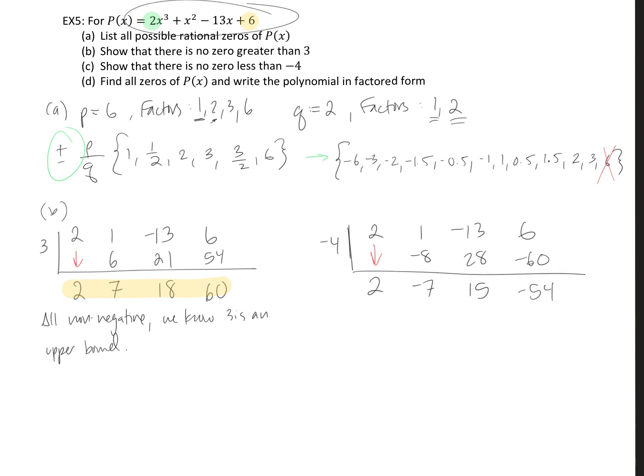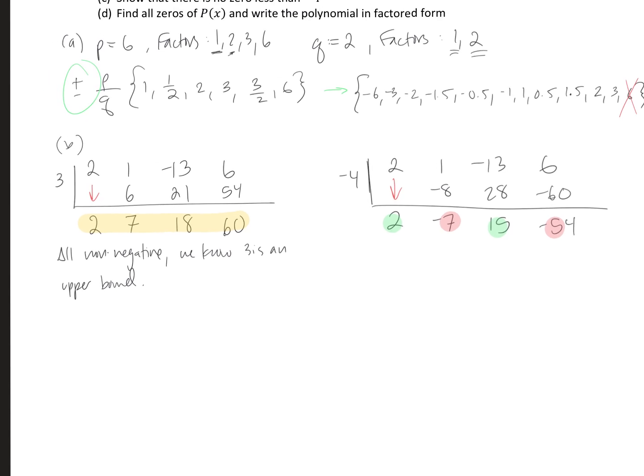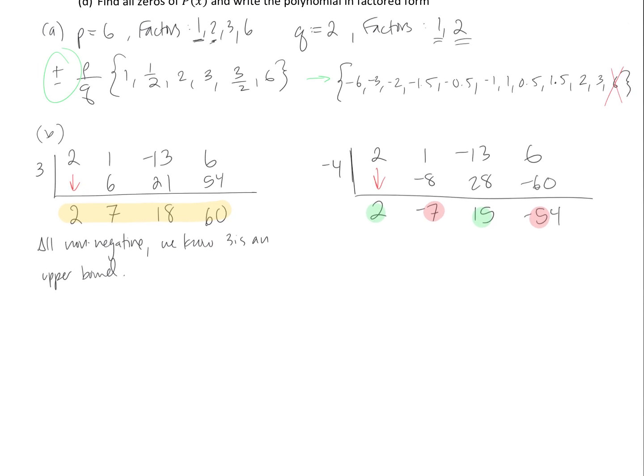So let's take a look at these signs. We have a positive, negative, positive, negative. Aha! They're alternating signs. And like my definition said, if they're alternating in sign, c is going to be a lower bound, which means negative 4 is a lower bound. So the numbers alternate in sign.